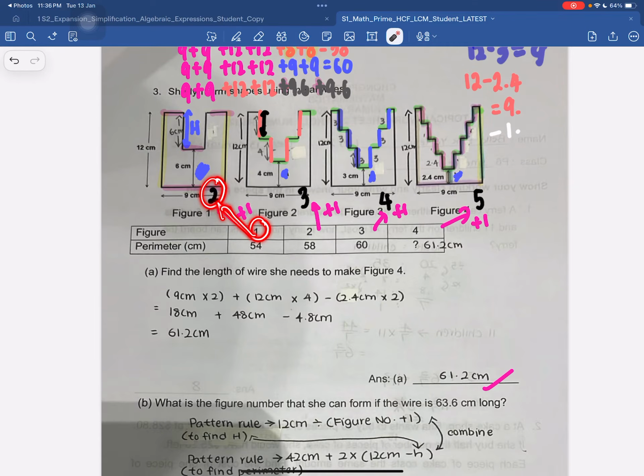You see, 1 goes to 2. 2 becomes 3. 3 becomes 4. 4 becomes 5. So you know that to get to that number, we just add 1, right? We just add 1. So this is the observation we need to note first.